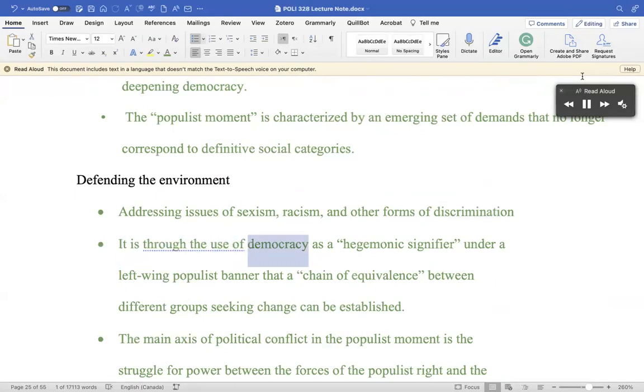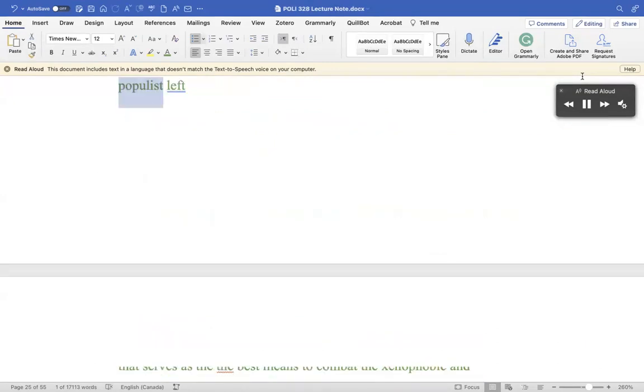It is through the use of democracy as a hegemonic signifier under a left-wing populist banner that a chain of equivalence between different groups seeking change can be established. The main axis of political conflict in the populist movement is the struggle for power between the forces of the populist right and the populist left.